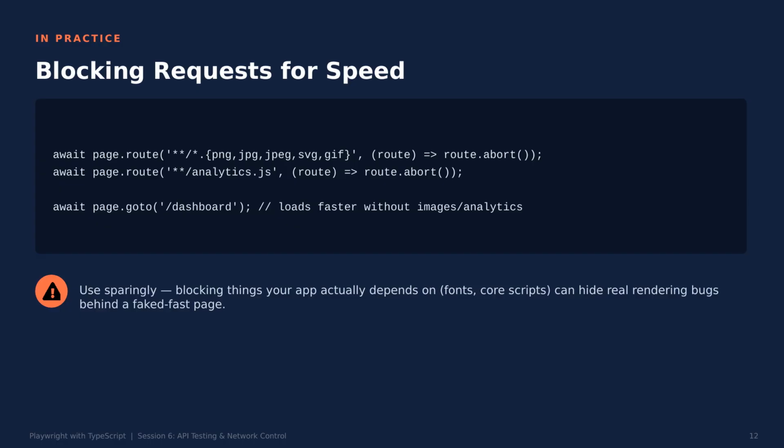One real caution here though: use this sparingly. Blocking things your app genuinely depends on, like fonts or core scripts, can actually hide real rendering bugs behind what looks like a faked fast page. Only block things you're confident are truly irrelevant to what you're testing.